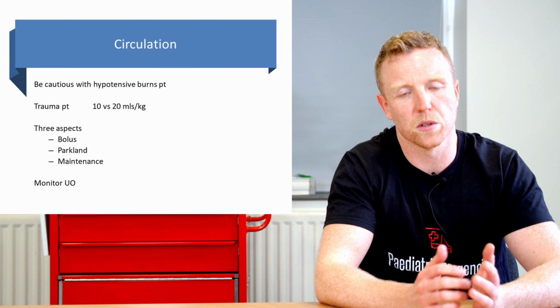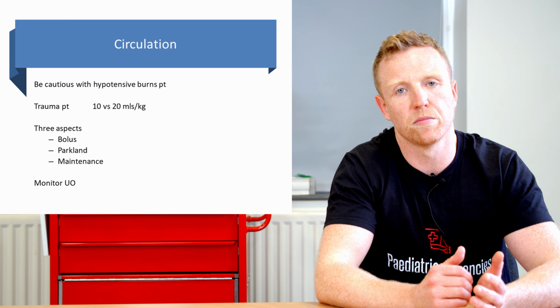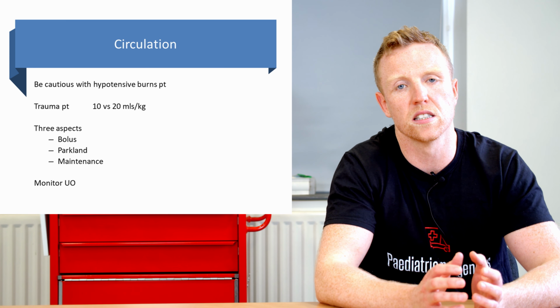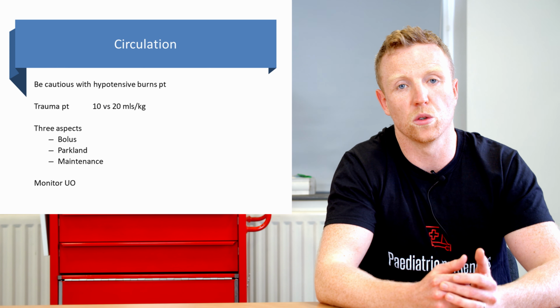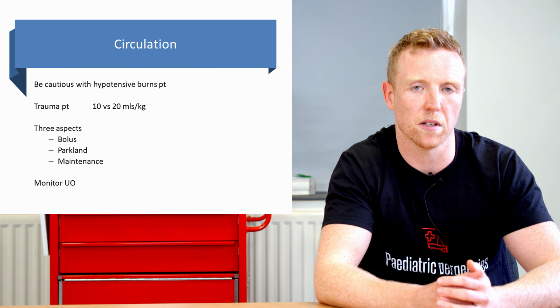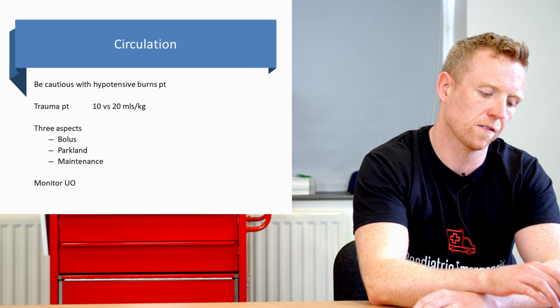So the Parkland formula, which we'll talk about in a second, in some cases may overestimate or underestimate. So you need to look at how your patient is doing with your fluid resuscitation. You can overshoot, which can lead to things like pulmonary edema and also peripheral edema, which can put that tissue at an increased risk of ischemia. So monitor these patients closely.